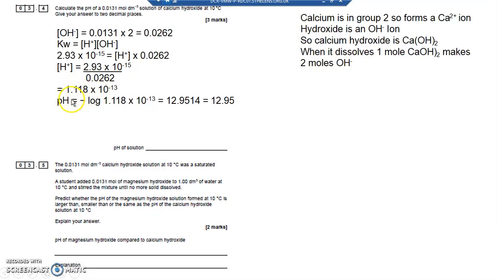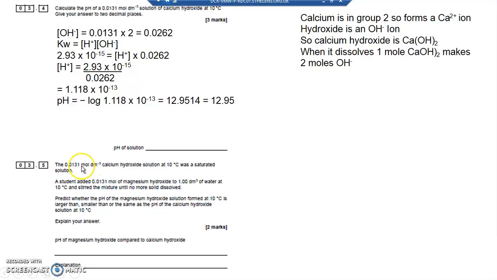I've worked out H+ concentration, minus log to the base 10 of it, and it comes out as 12.9514. I should really put it to 3 significant figures, because I've got 3 significant figures here, so it should be 12.9 or 13.0.